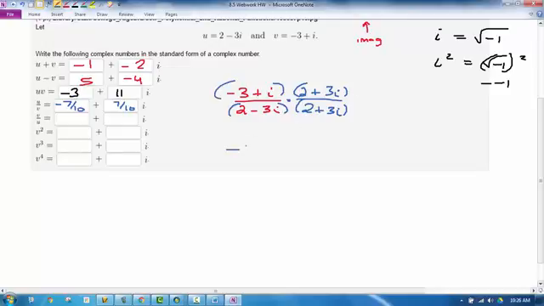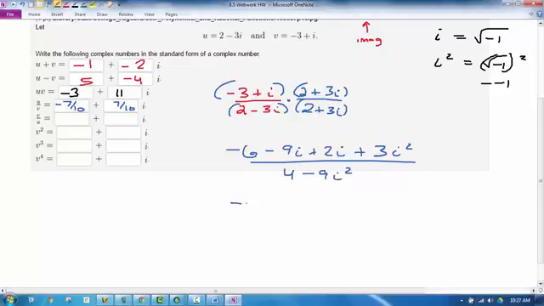So let's FOIL the top. We get -6 minus 9i plus 2i, and then i times 3i is positive 3i squared. All divided by, in the bottom you have the middle terms cancel, so you have first times first, which is 4, and last times last, which is -9i squared.